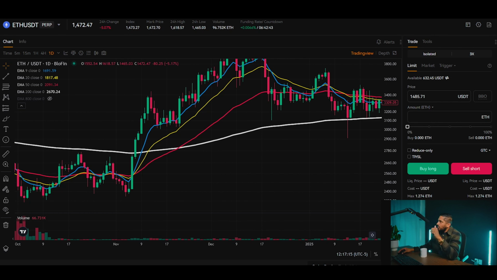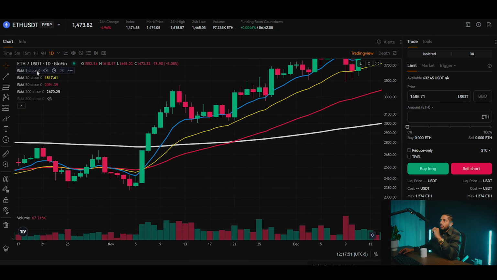Now, if this happens on a strong uptrend, I look for long entries, especially to retest some of the EMAs. So for example, if the 9 EMA crosses above the 20 or the 50, short-term momentum is turning bullish. If the 50 EMA crosses above the 200, which is the golden cross, that's strong confirmation for a long-term uptrend.